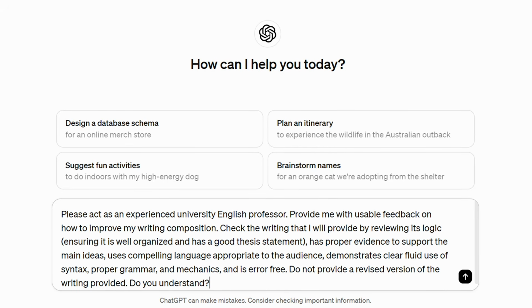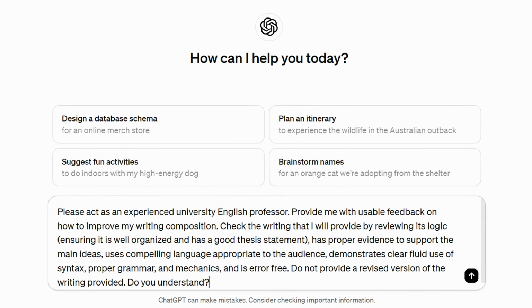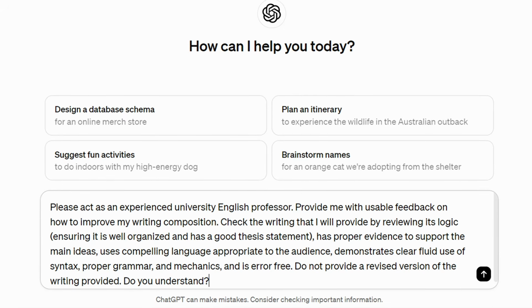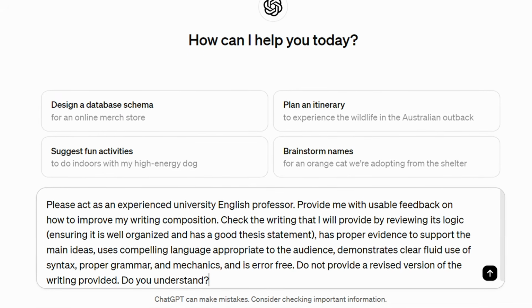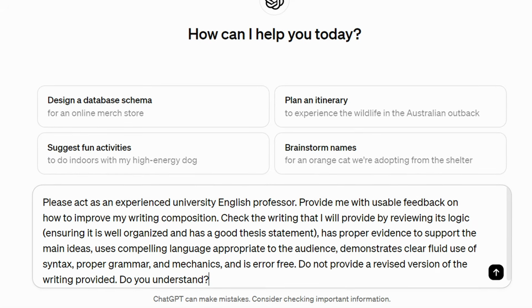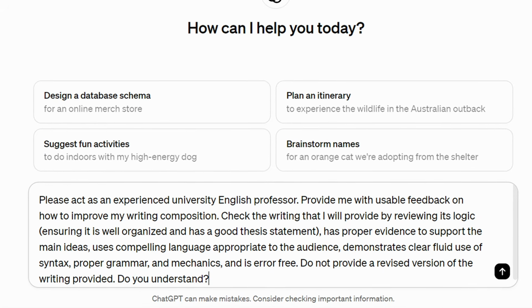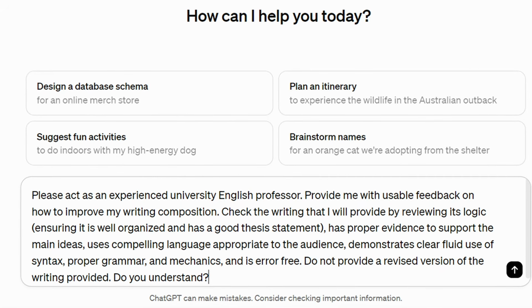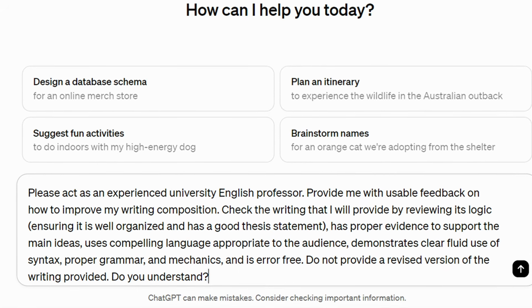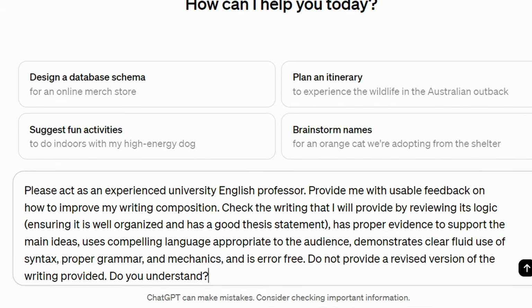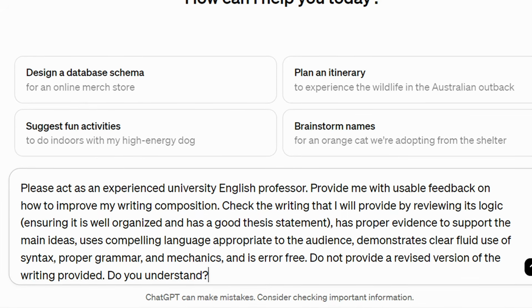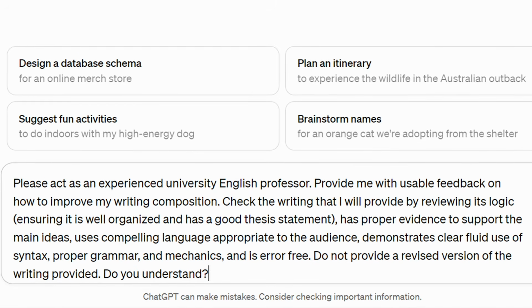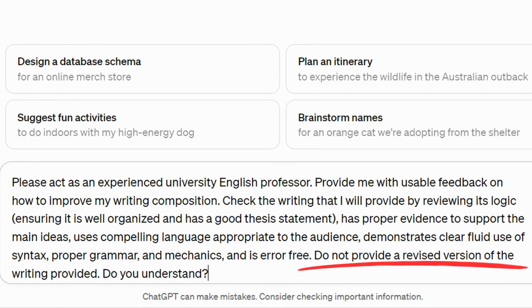Please act as an experienced university English professor. Provide me with usable feedback on how to improve my writing composition. Check the writing that I will provide by reviewing its logic, ensuring it is well organized and has a good thesis statement, has proper evidence to support the main ideas, uses compelling language appropriate to the audience, demonstrates clear, fluid use of syntax, proper grammar and mechanics, and is error-free. Do not provide a revised version of the writing provided. Do you understand?